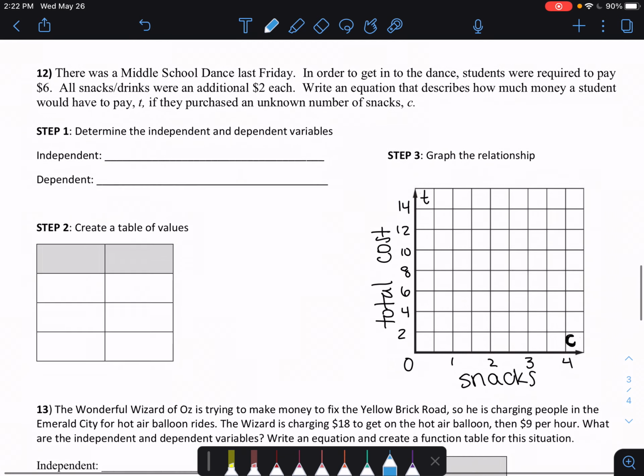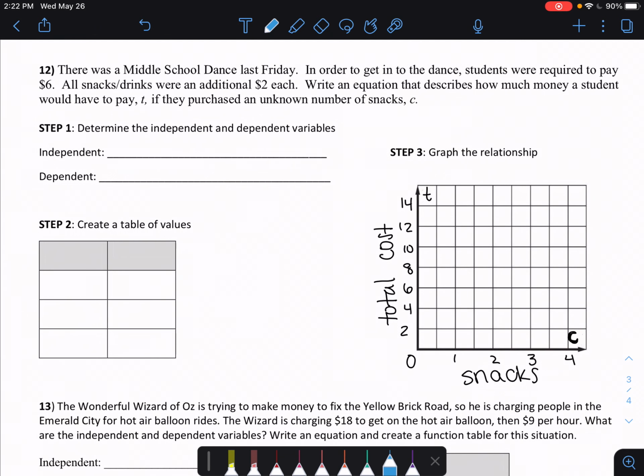Number 12 says there was a middle school dance last Friday. In order to get into the dance, students were required to pay $6. All snacks and drinks were an additional $2 each. Write an equation that describes how much money a student would have to pay if they purchased an unknown number of snacks. So this is going to be my total cost, and then this is going to be the number of snacks.